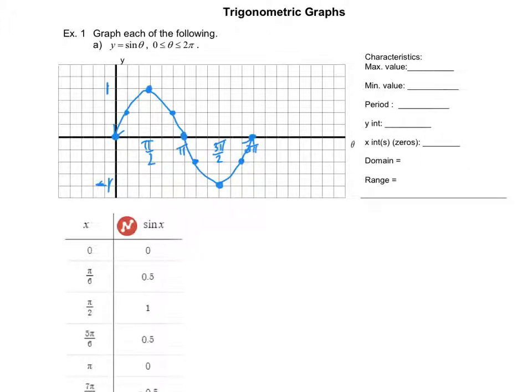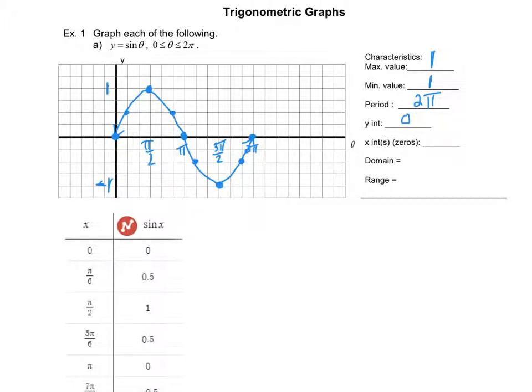So if you take a look over here, we have to fill in this information. Some of it's pretty quick. My maximum is 1. My minimum is -1. My period, which is how often it repeats, is 2 pi for a full cycle. My y-intercept is sitting right here where it crosses the y-axis, so that's going to be 0. My x-intercepts actually keep on going on forever. If you take a look, I have 0, I have pi, I have 2 pi, there'd be another one at 3 pi.